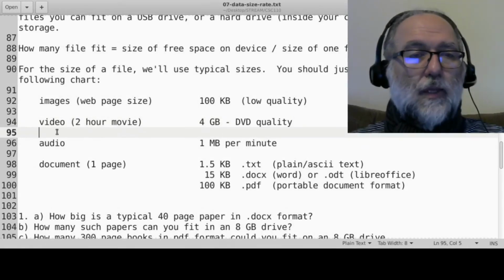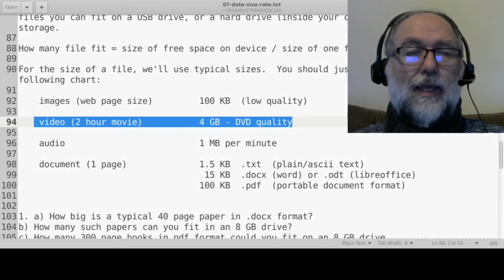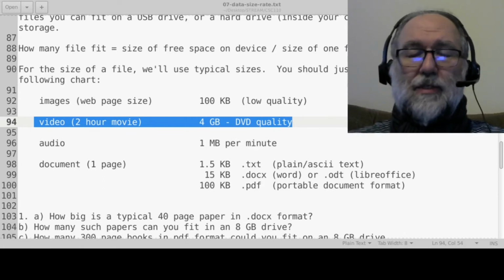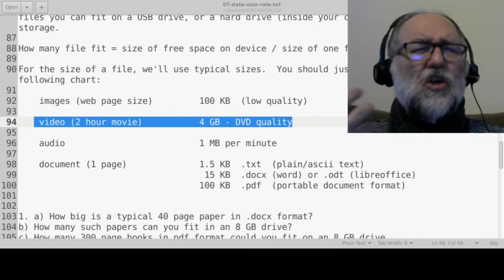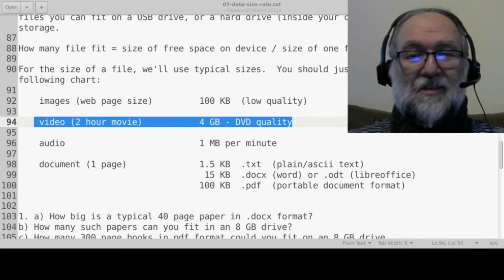So typically a video, like a 2-hour movie, is about 4 gigabytes in size. This is good quality. That's why I say DVD quality. Today we might just say good quality, because DVDs are disappearing.